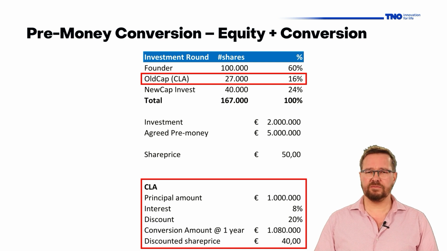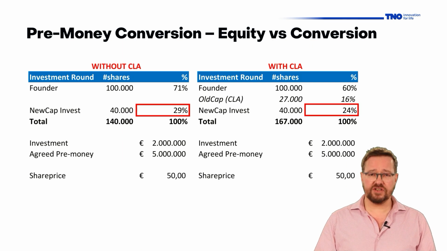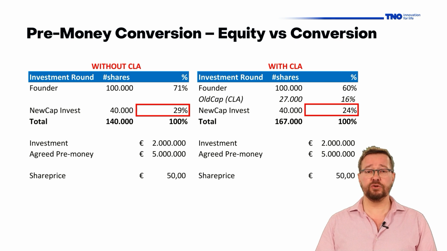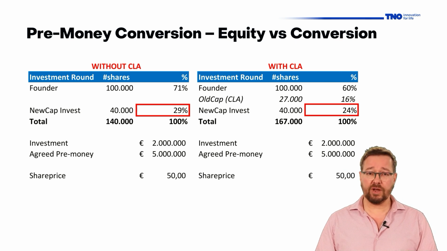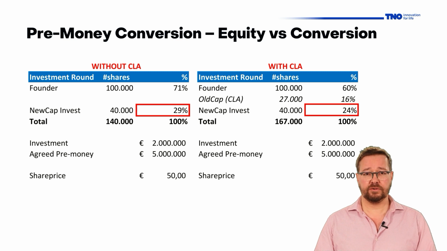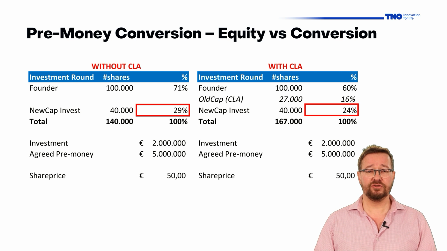And here things immediately get interesting. The conversion is done as was initially agreed, at the pre-money price with a 20% discount. However, as you can see, this has a serious impact on the equity stake of Newcap Invest, which goes down from their expected 29% to 24%. You can expect that Newcap Invest will not agree to this. This pre-money method is the most founder-friendly approach for converting a CLA. However, as mentioned, most investors will not agree to use this methodology.